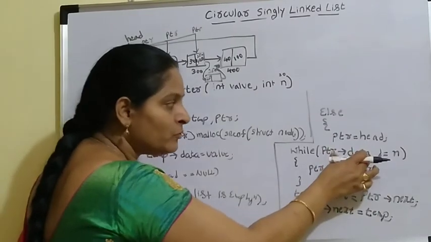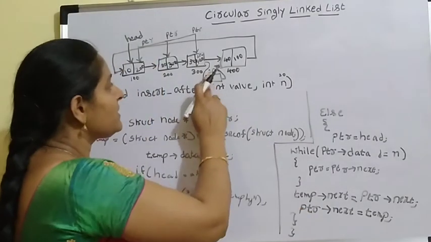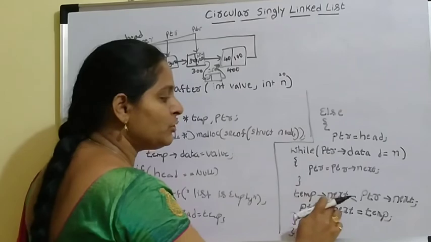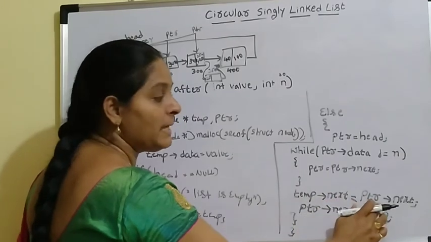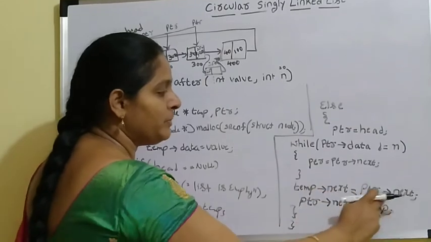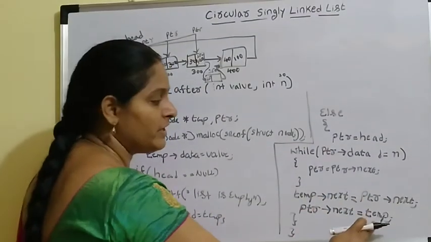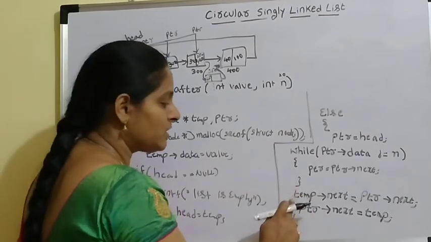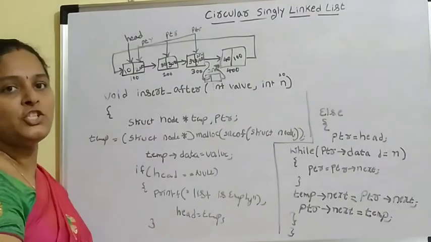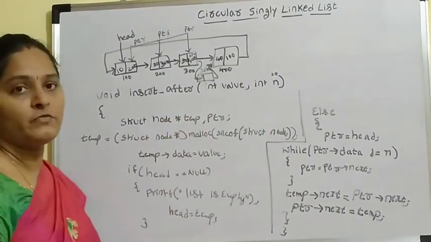Suppose you found the location, then we need to establish these links. For that, in our new node next field, we need to save the PTR next node address. So temp next equal to PTR next, and in the PTR next field, we need to save our new node address. So these are the two links for inserting a node in the middle position or in the specified location. So this is the insert after function.